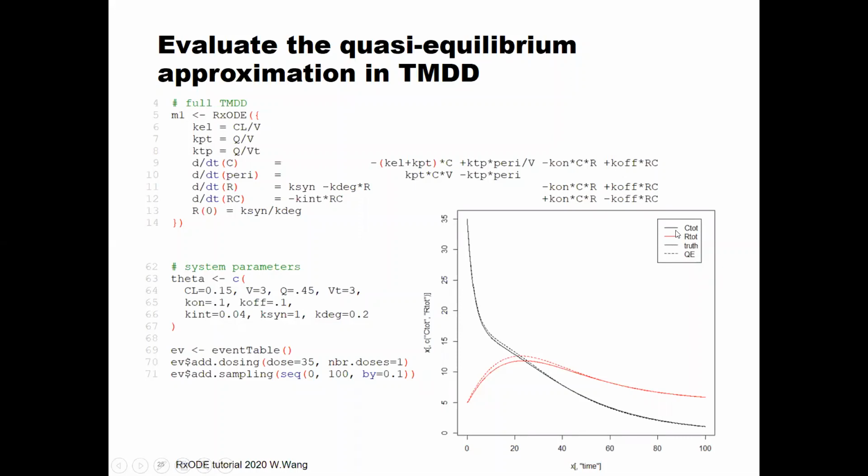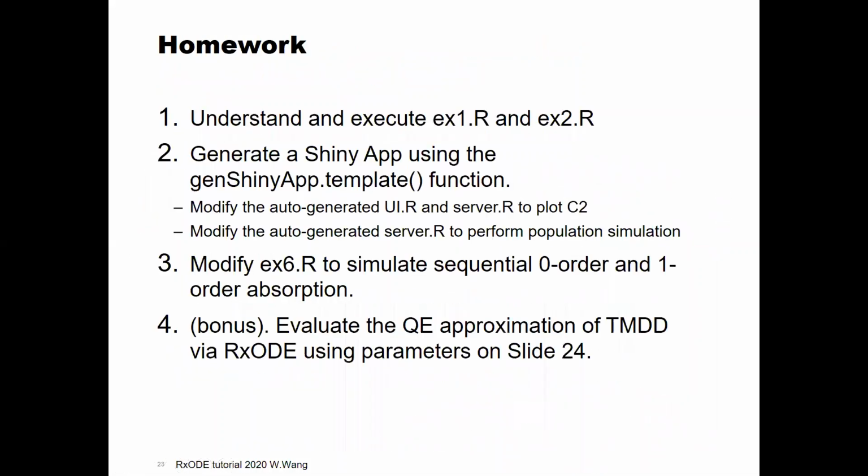The solid lines are from your full TMDD model. The dashed lines are from your quasi-equilibrium approximation model. As you can see, for this set of parameters, this quasi-equilibrium works really well. So that would be your bonus point if you can do this one.